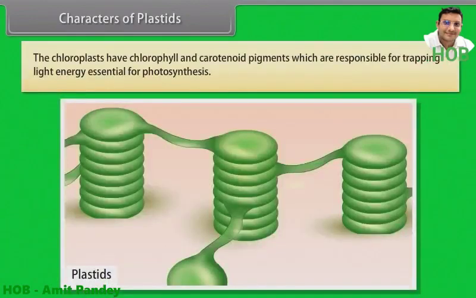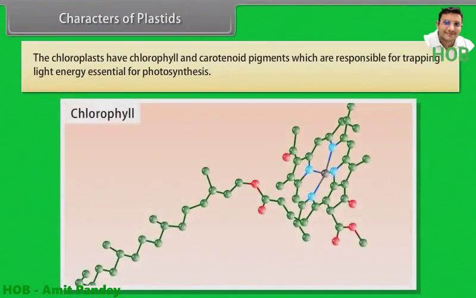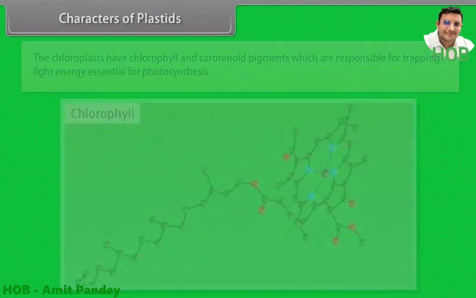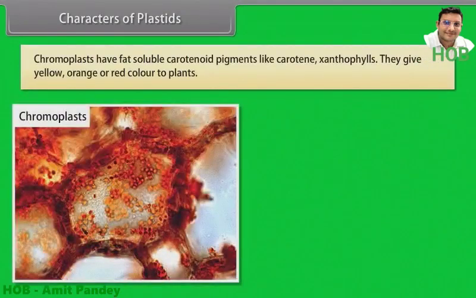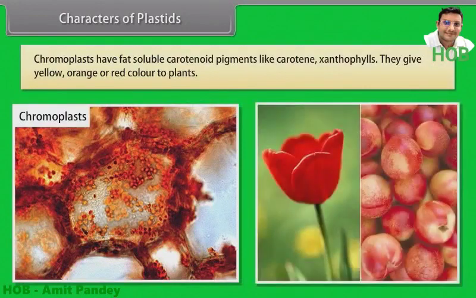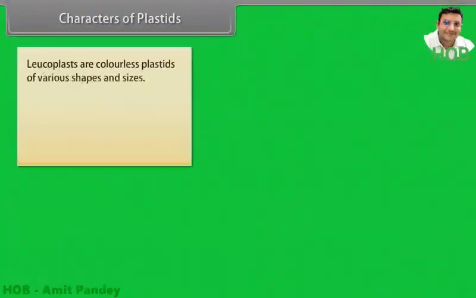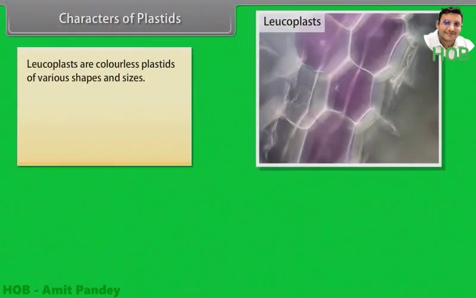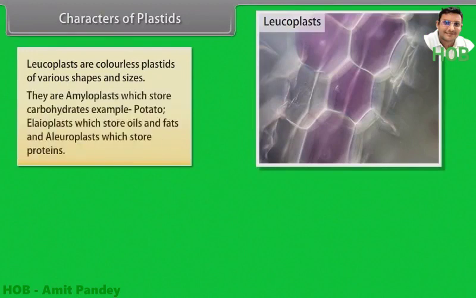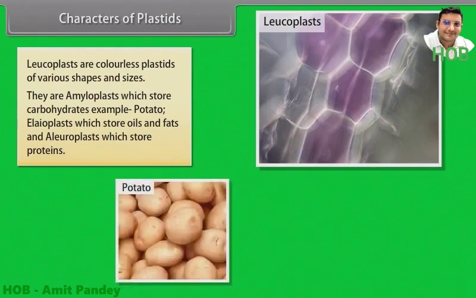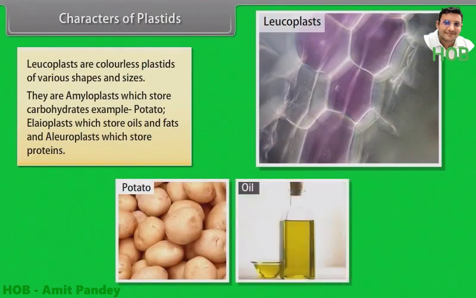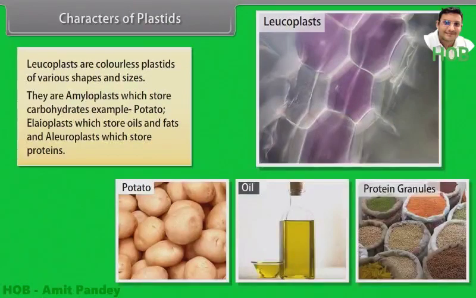The chloroplasts have chlorophyll and carotenoid pigments, which are responsible for trapping light energy essential for photosynthesis. Chromoplasts have fat-soluble carotenoid pigments like carotene and xanthophylls. They give yellow, orange, or red color to the plants. Leucoplasts are colorless plastids of various shapes and sizes. They are amyloplasts, which store carbohydrates, for example in potato; elaioplasts, which store oils and fats; and aleuroplasts, which store protein.